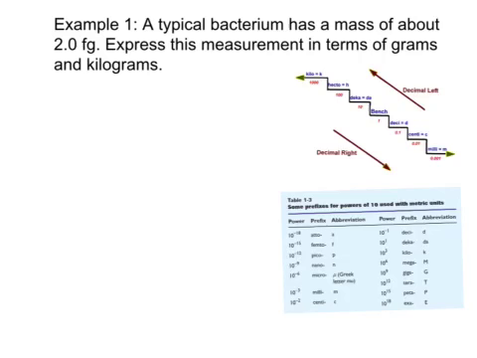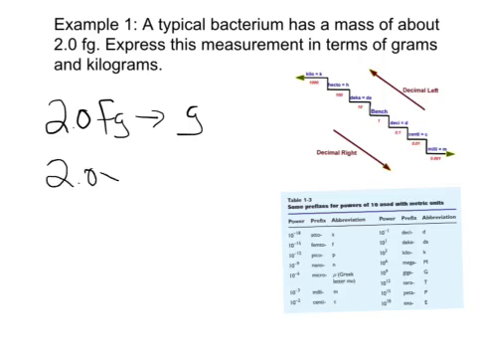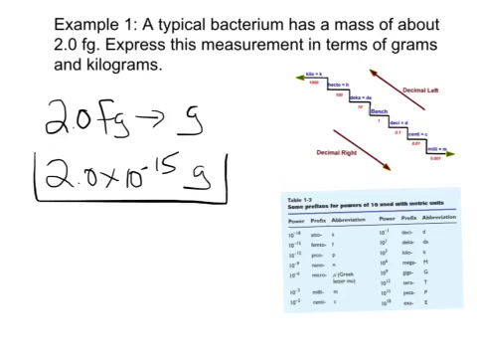So an easy way to do this, to change 2 femtograms into grams, is we're going to use what's called scientific notation. Okay, and we're simply going to write 2 times 10 to the negative 15 grams. Okay, and that's right there. There's our answer for changing 2 femtograms into grams.